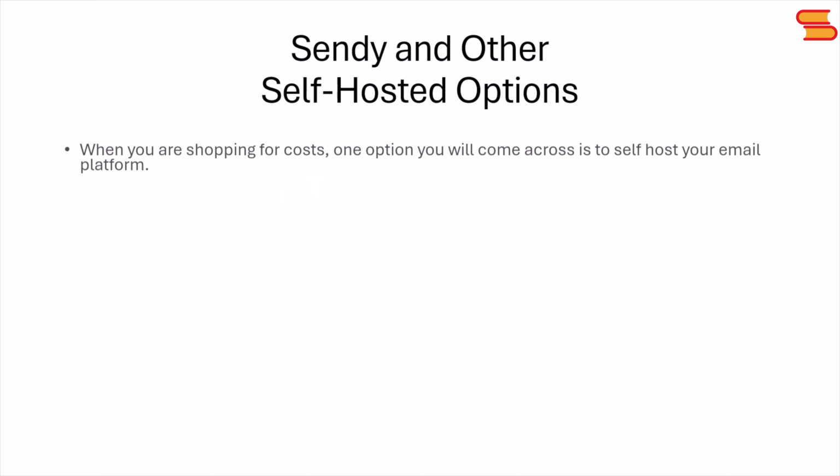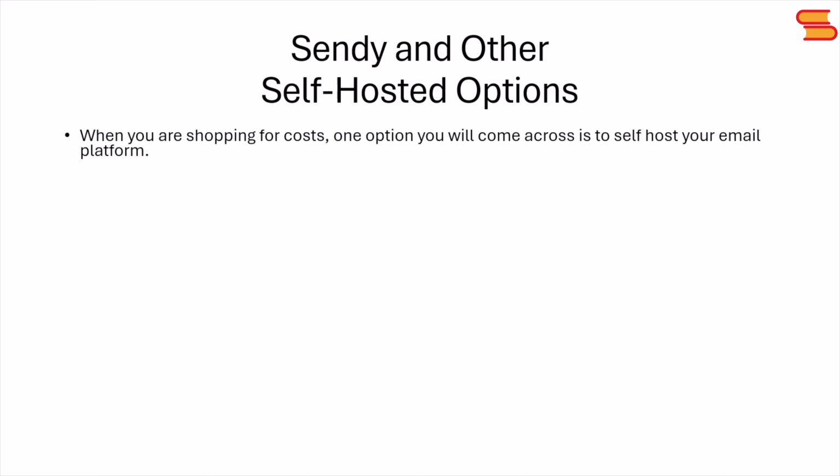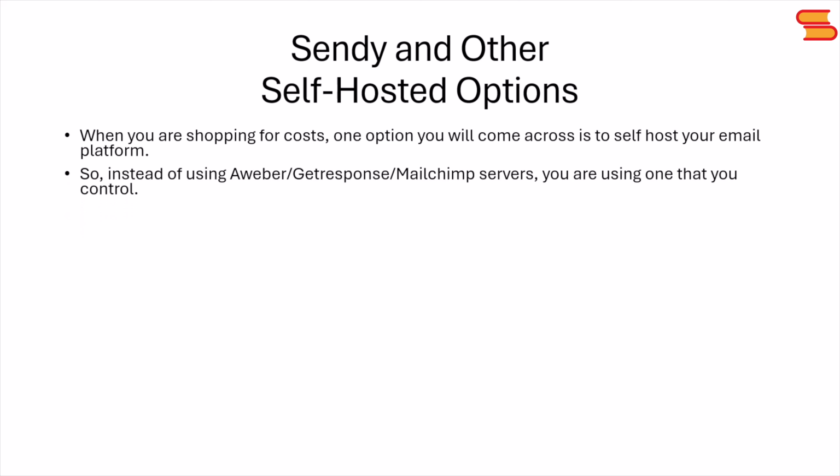You may come across a self-hosted option like Sendy that will allow you to install software on your server and be your own email service. When you're shopping for costs, one option that you're going to come across, you'll see an email platform like Sendy, and it's basically one where you are self-hosting the entire autoresponder system. So instead of using something like Aweber, GetResponse, or MailChimp servers, you're going to be using one that you control. So it's going to run and operate on your server.